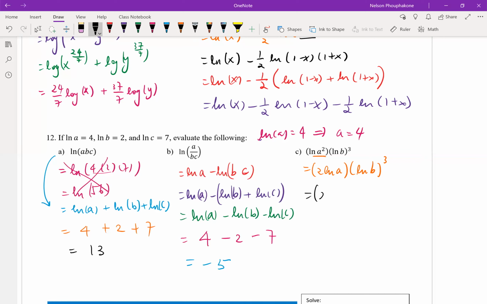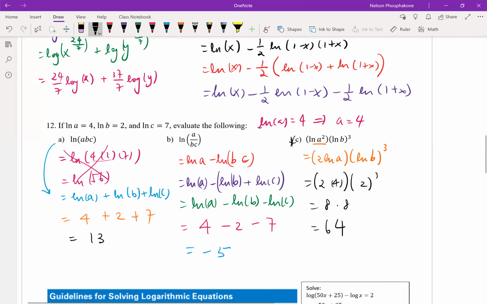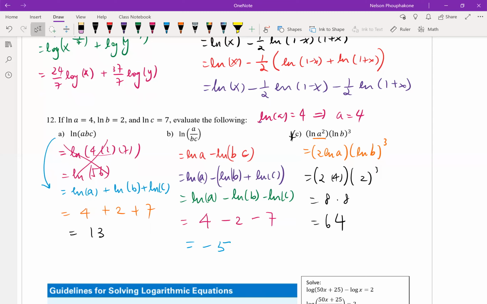Then I have 2 times natural log of A, which is 4, and natural log of B is 2, right? So basically I have 8 times 2 to the third, which is 8. So the answer will be 64 then. Now, you will have a similar problem on your homework. So make sure that you know what to do with this one.